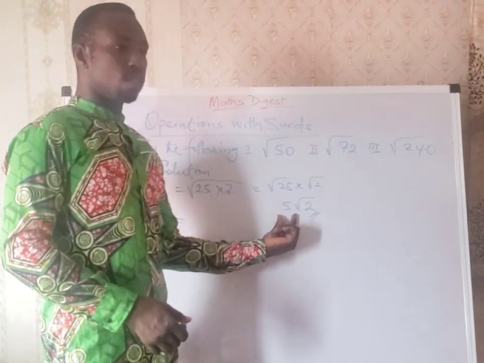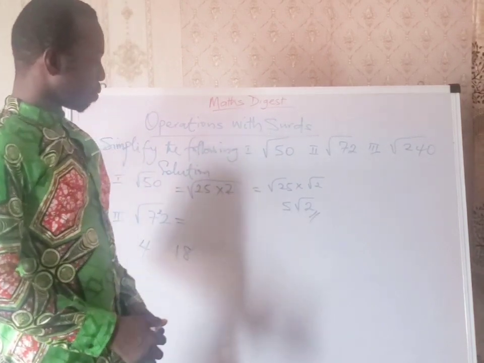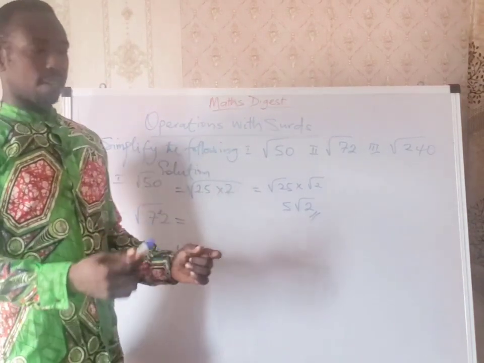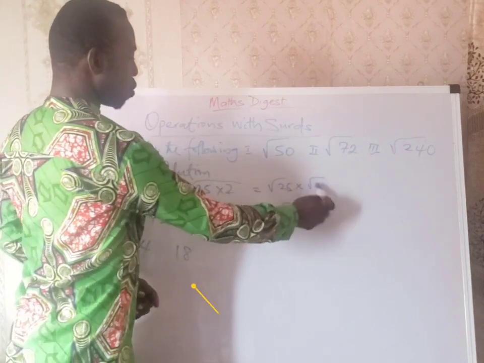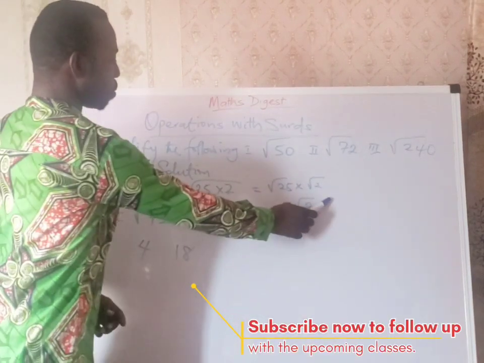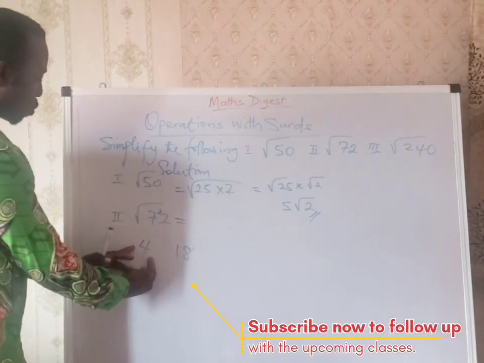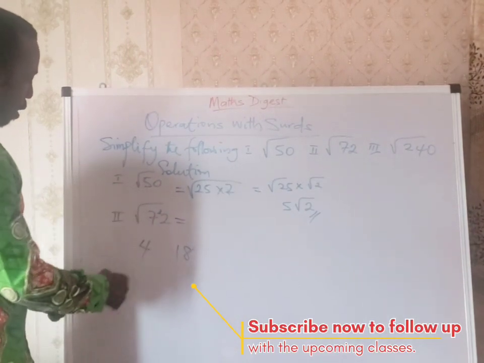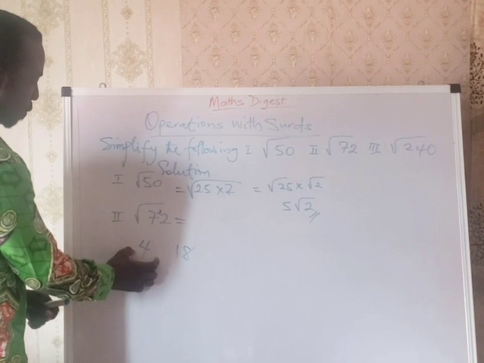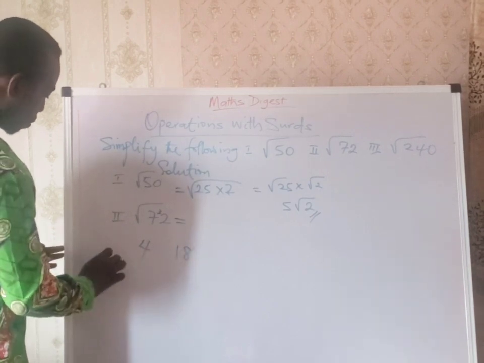Raise this number to what? To power 2. Okay? And vice versa. So when you raise it to power 2, it now becomes 25. You return it back to the root. Now, for this to come out from the root, you have to take the square root of this. You now have 2. Okay?